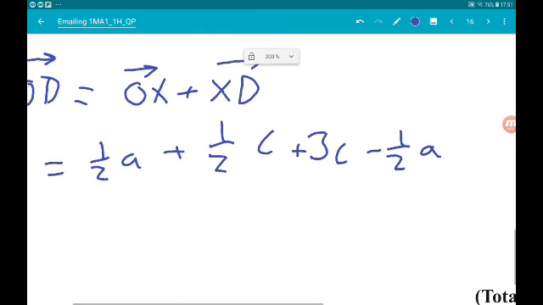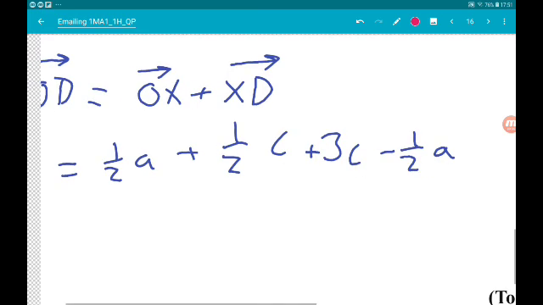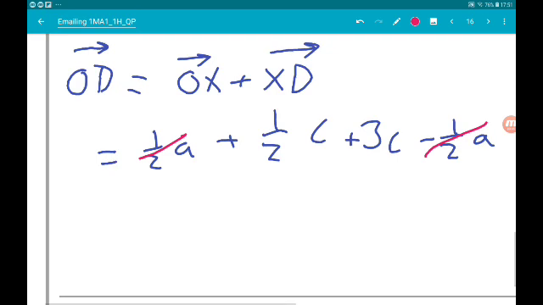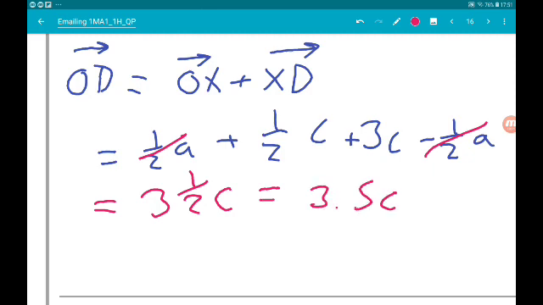Okay, something nice happens here. The half a's cancel. So we've got half a minus half a, so they go bye bye. So we are left with 1 half c add 3c. So that we could think of as 3.5c, or probably simplest to think of it as 3.5c. So we now know the vector that gets us from O to D.